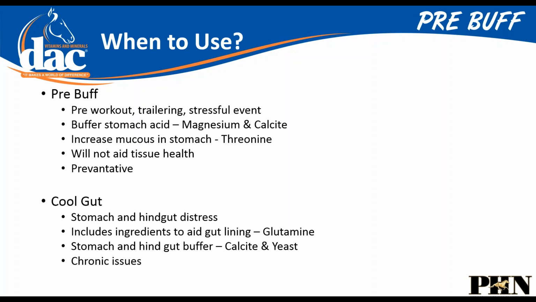It will buffer the stomach acid with magnesium and calcite. It will increase the mucus in the stomach with threonine. It will not aid tissue health directly. Indirectly, because we're able to buffer that acid, if we don't have too much tissue damage, then the horse will be able to heal itself. We want to get ahead of the curve. We want our young horses that we're putting into work, or the horse that otherwise doesn't have a lot of stress and is trailering. We just want to make sure that these stressful events that we're putting them under, they can have an added level of support. When do we use Cool Gut?